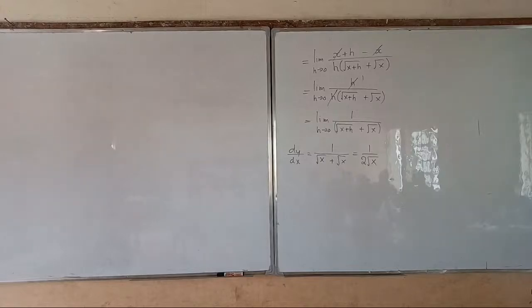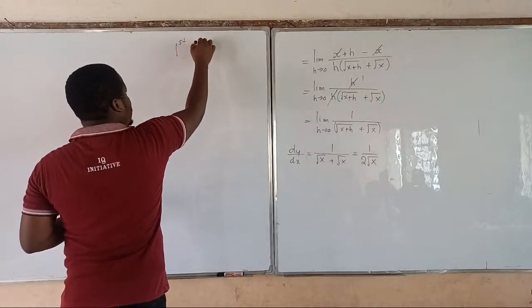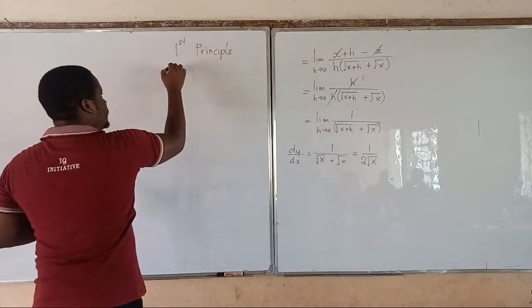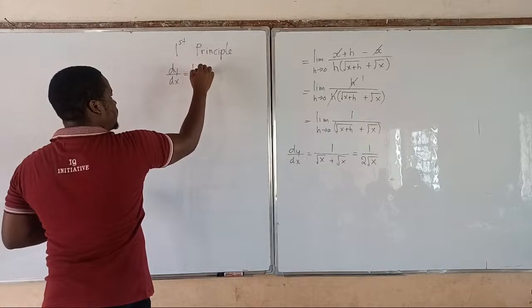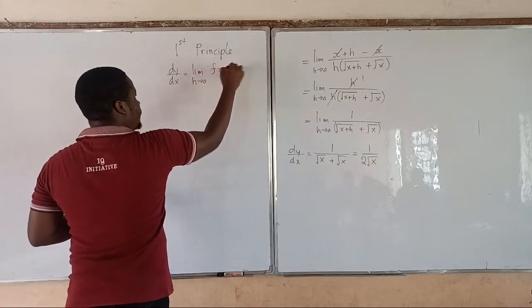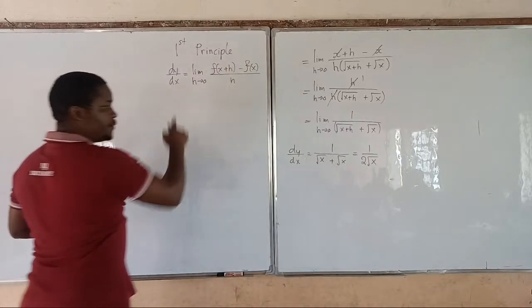So to start with, the first one is our first principle. These are just the formulas. First principle, we can just write them down. So first principle, dy dx is equals to the limit as h approaches 0, f of x plus h minus f of x, everything over h. First principle.